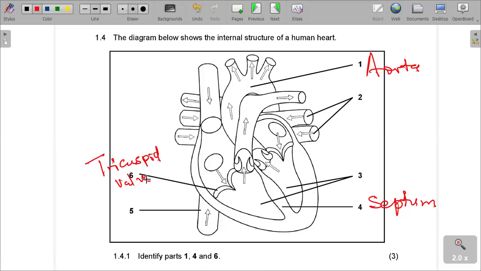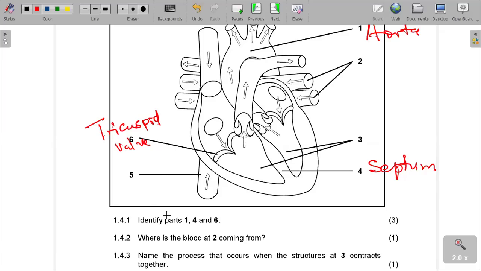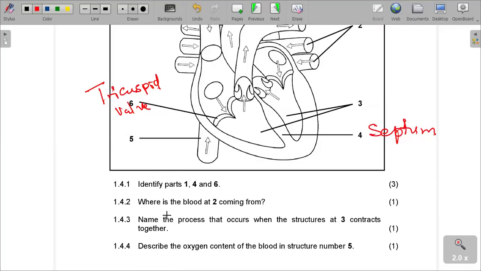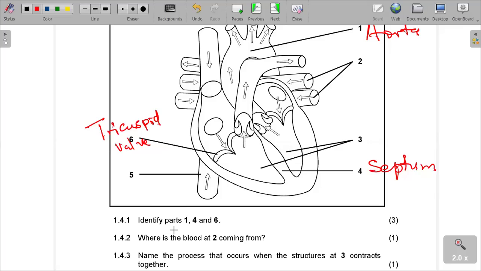So that is the answer. Those are the answers for the questions. Identify parts 1, 4, and 6. I'm giving them straight on the diagram there, so I'm just quickly answering them so we won't waste time. 1 is aorta, 4 is the septum, then 6 is the tricuspid valve. And then where is the blood at 2 coming from? It is coming from the lungs.